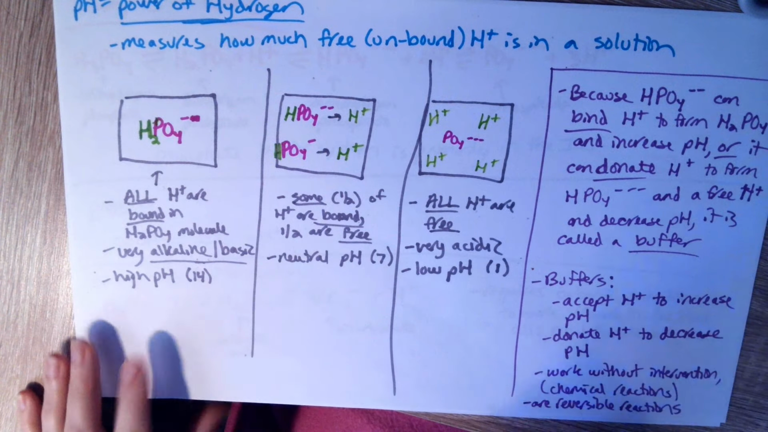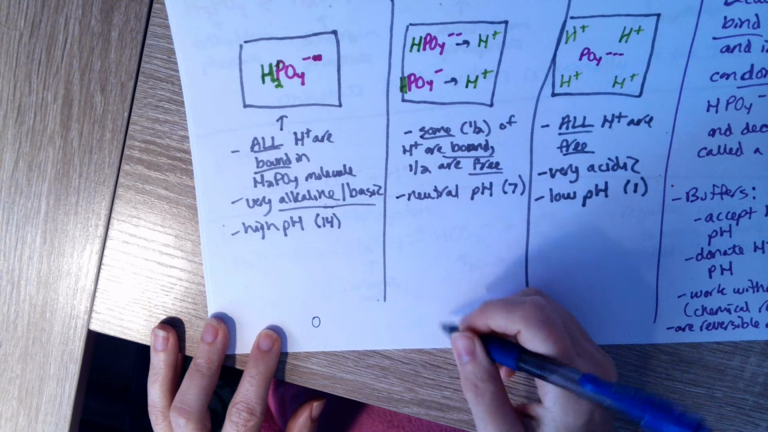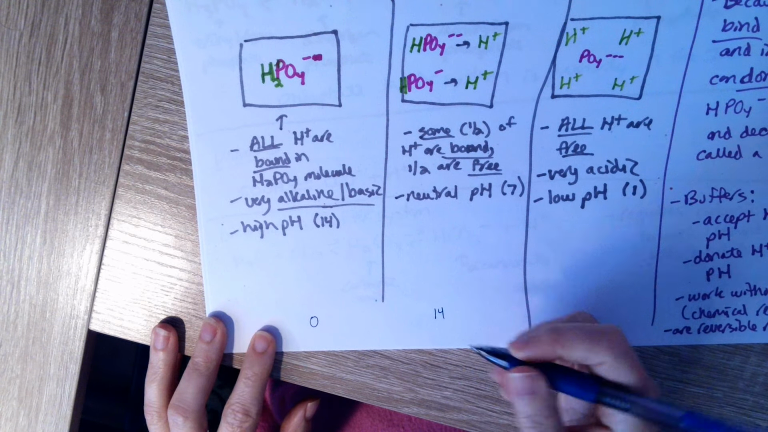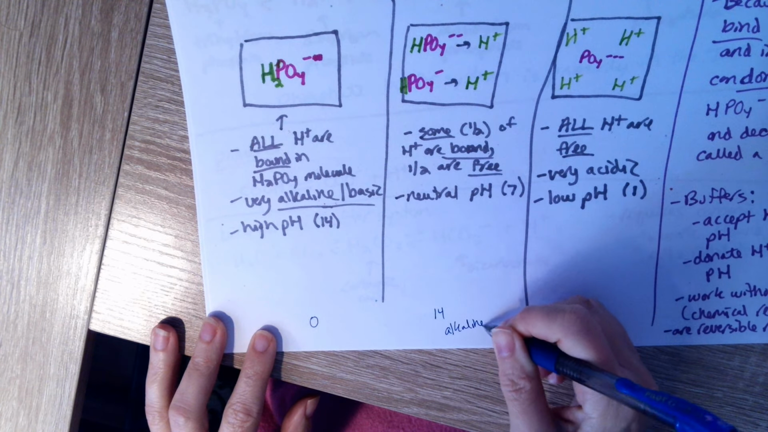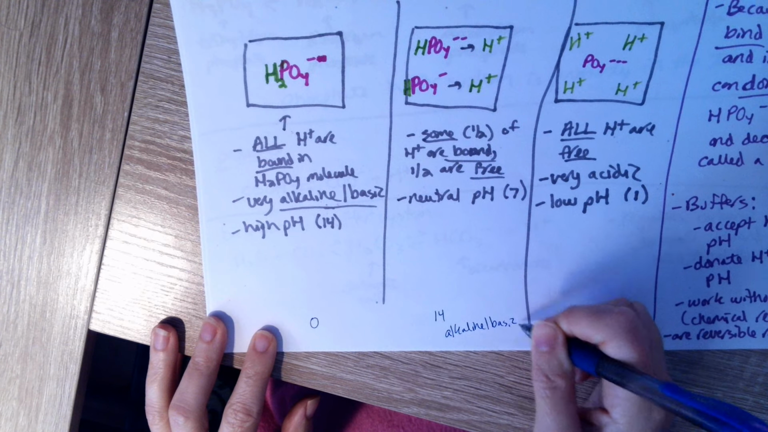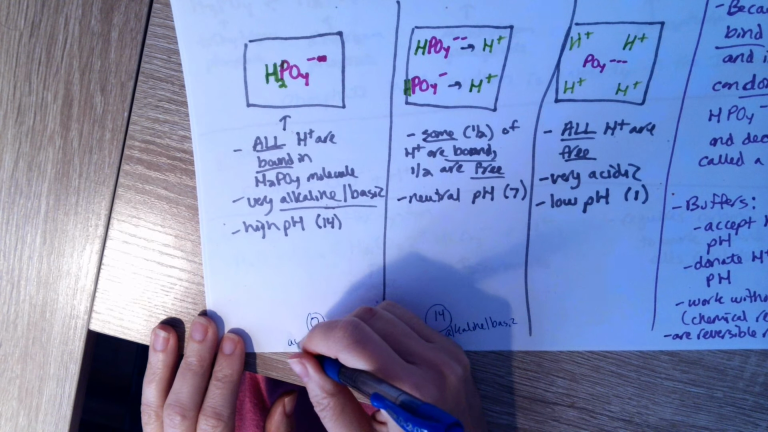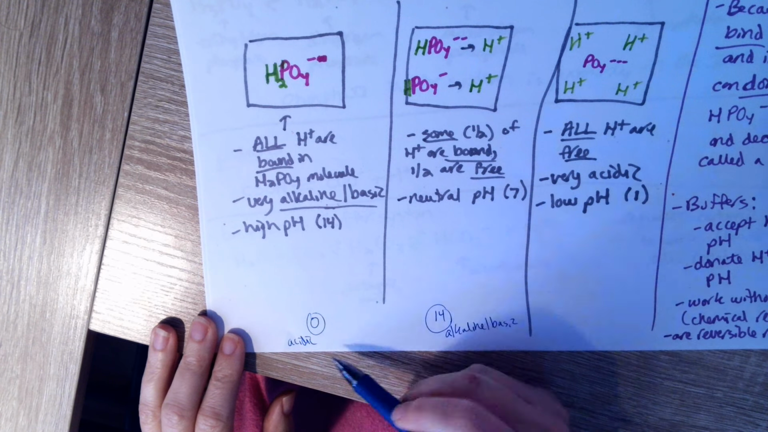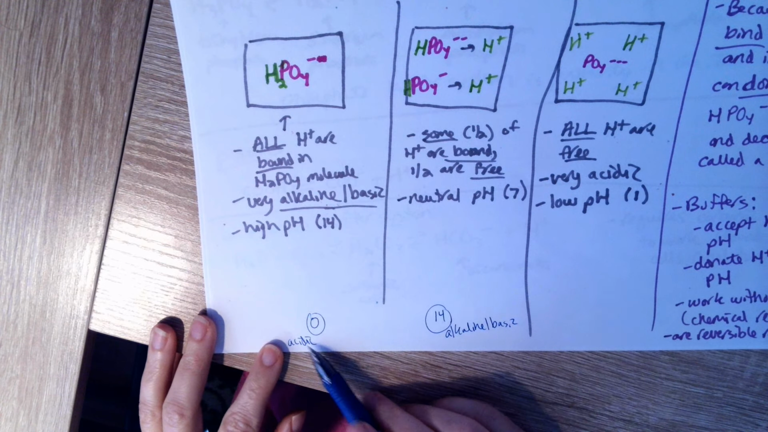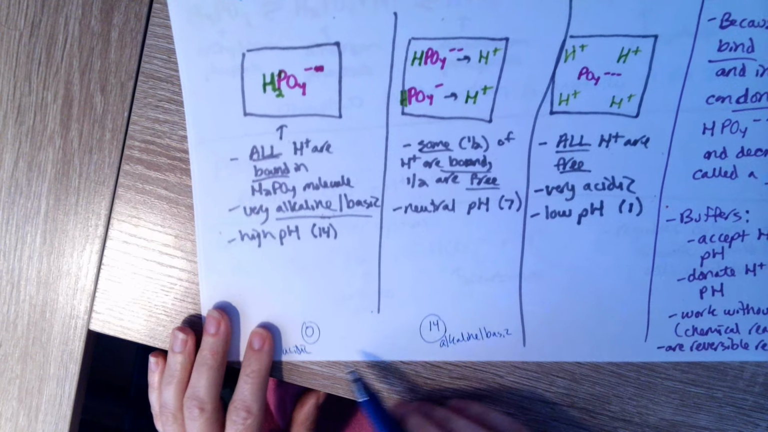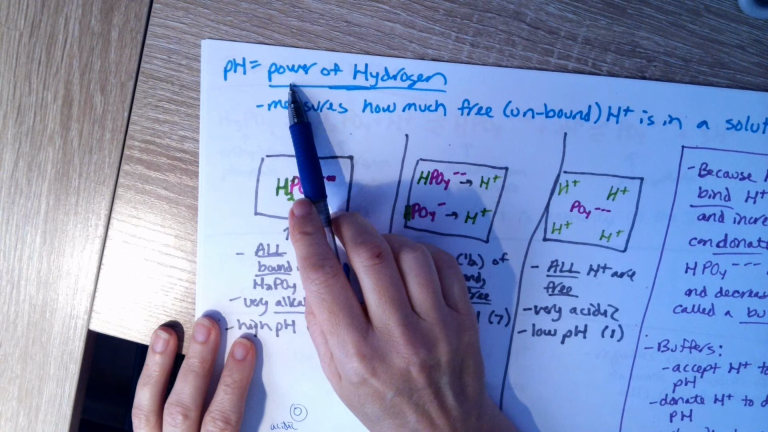So the pH scale, let's see if I can fit this down here. The pH scale ranges from 0 to 14. It would be very alkaline or basic if you have a pH of 14, and a pH that's very low, around 0, would be very acidic. And that seems kind of backwards, a low pH is acidic and a high pH is alkaline, until you think about what the word pH really means. It's the power of hydrogen.